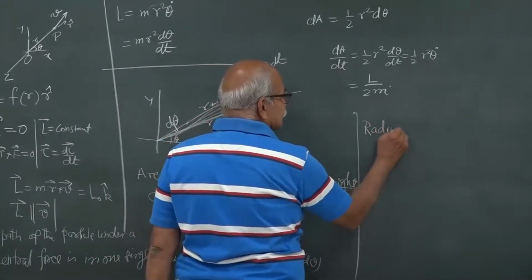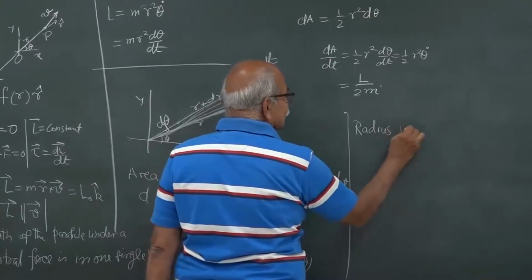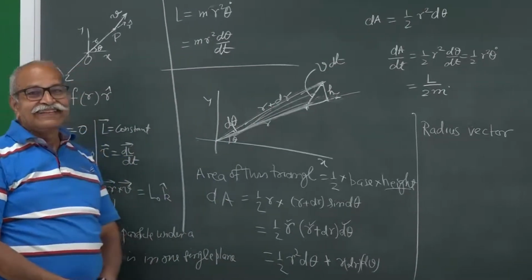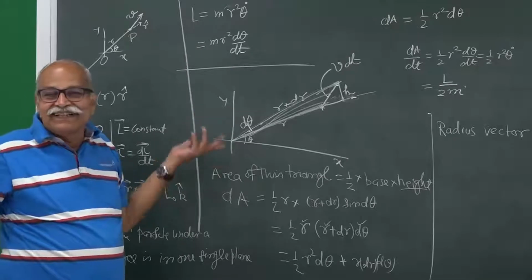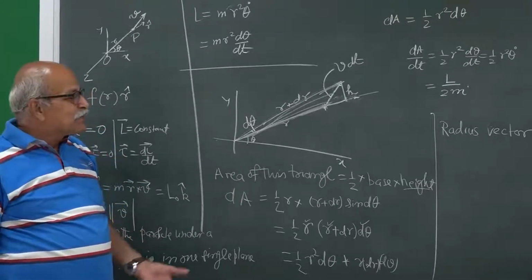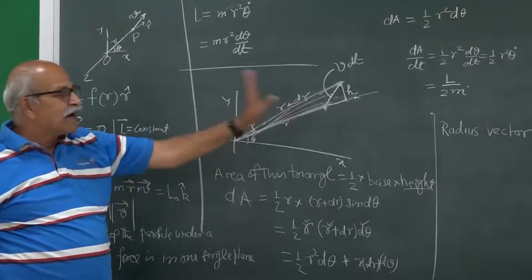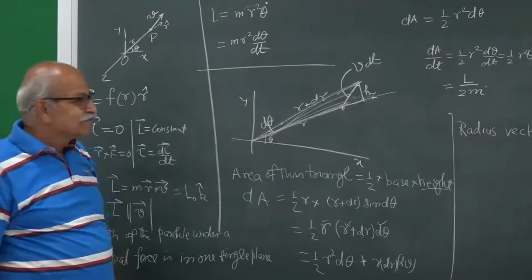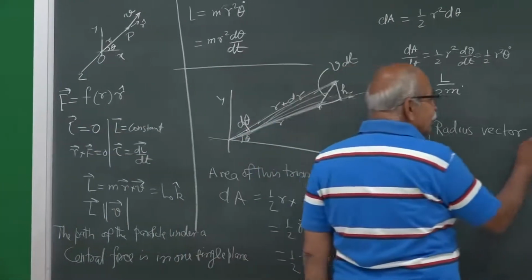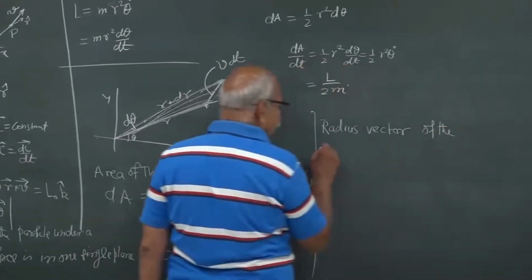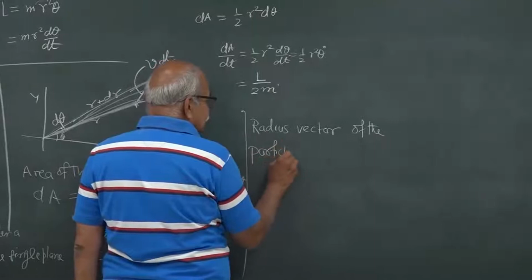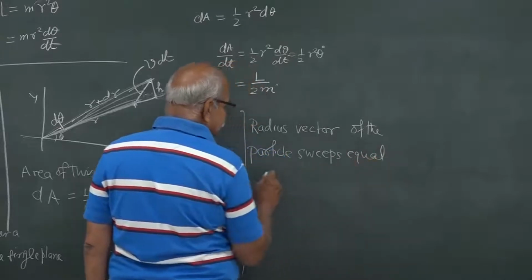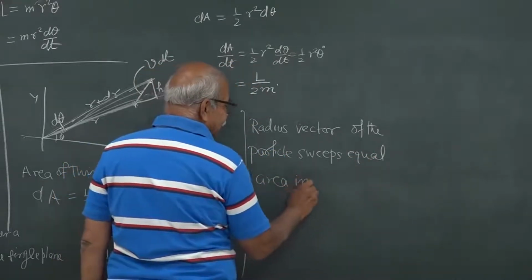Radius vector, what is the radius vector? I do not know where the radius is, there is no circle out here. It can be a circle, but in general it can be anything else. So the radius vector is from the origin to the particle, that position vector is also known as the radius vector. The radius vector of the particle sweeps equal area in equal time.